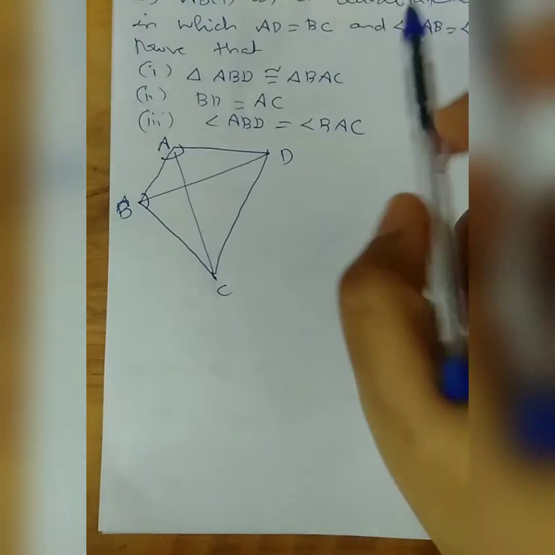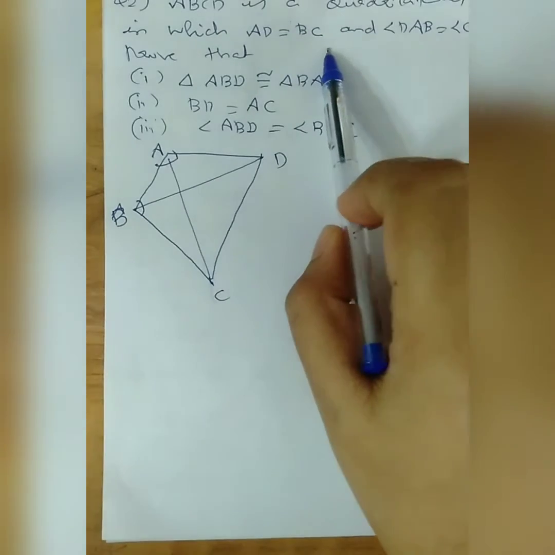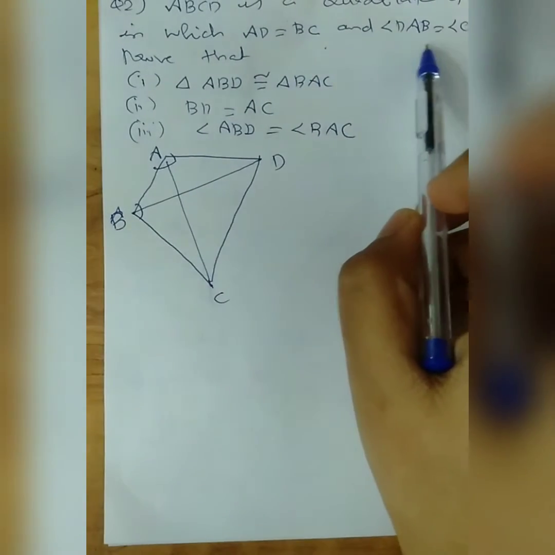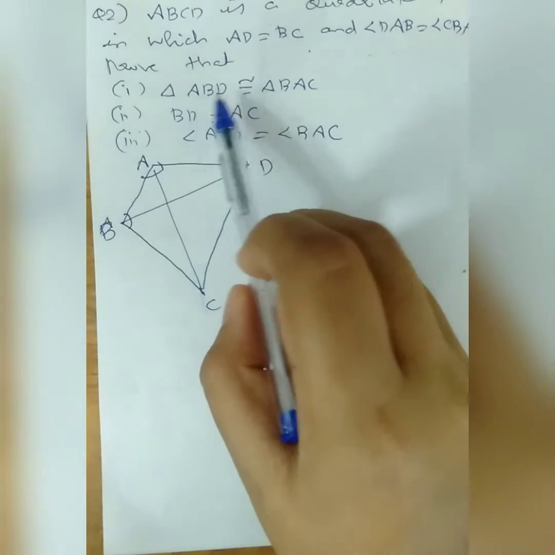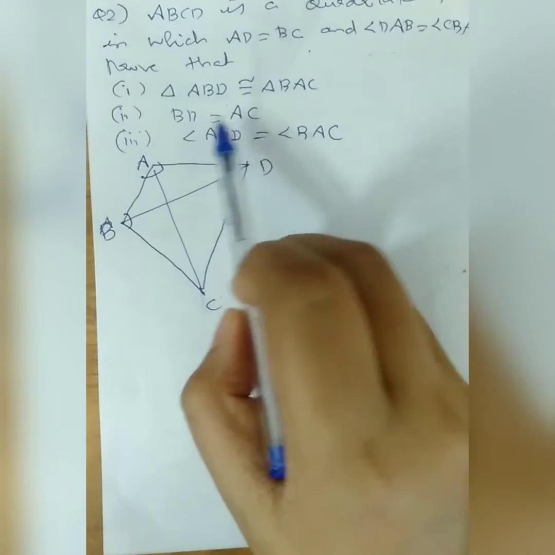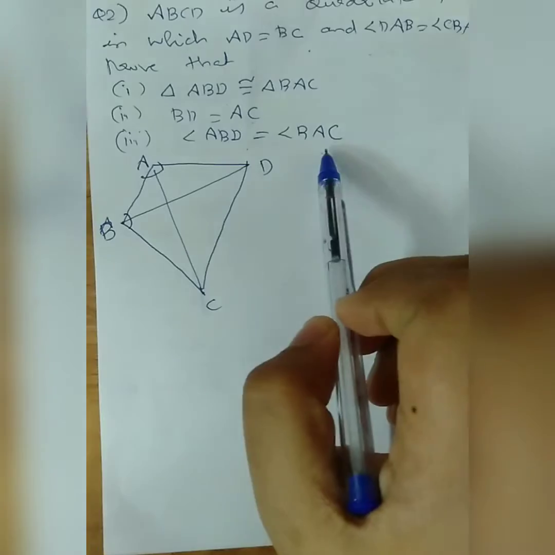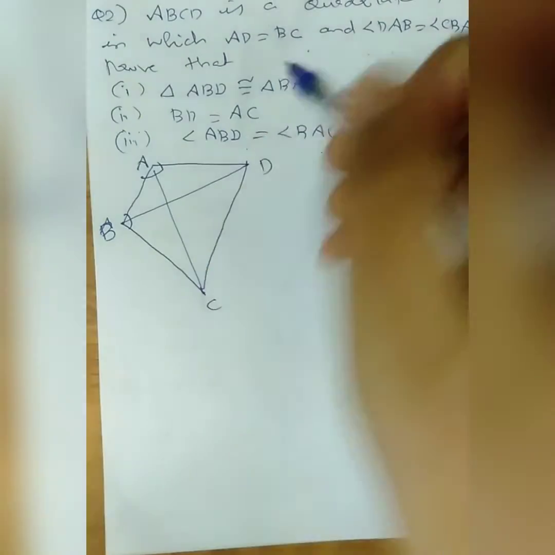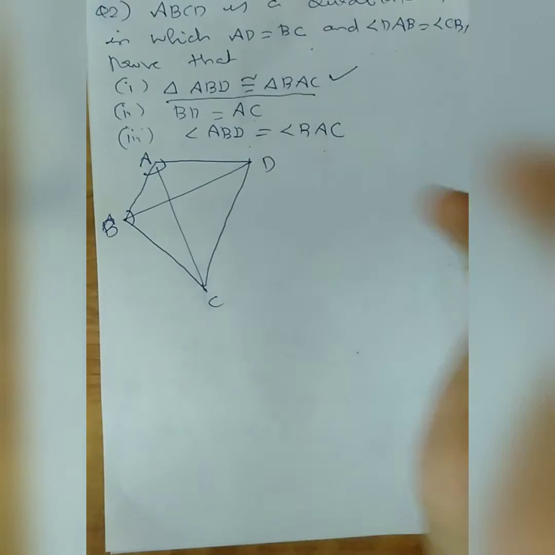Second question, ABCD is a quadrilateral in which AD is equal to BC and angle DAB is equal to angle CBA. Prove that, first, triangle ABD is congruent to triangle BAC. Second, BD is equal to AC. Third, angle ABD is equal to angle BAC. So the first question is, prove that triangle ABD is congruent to triangle BAC.